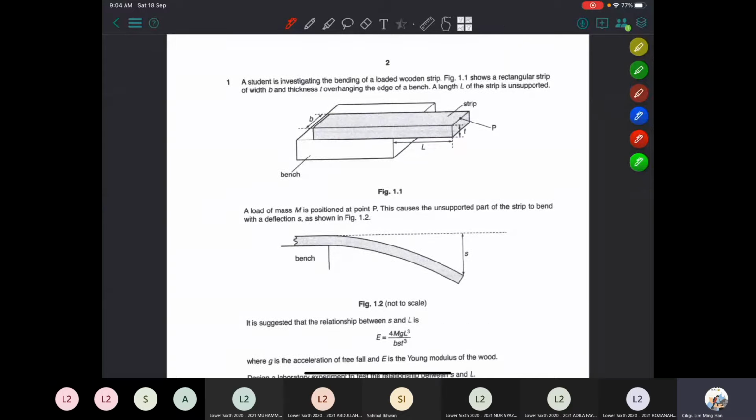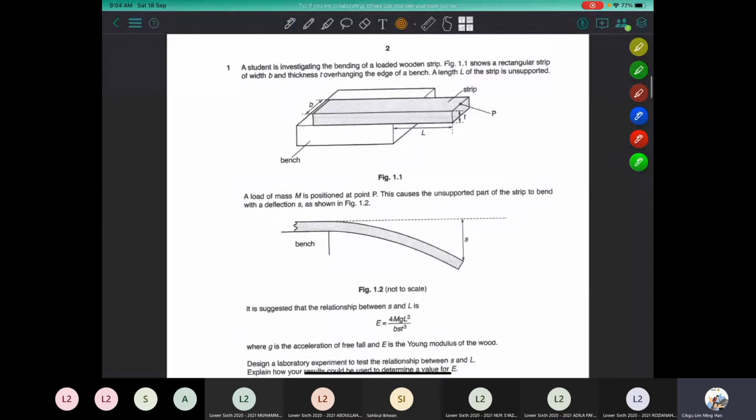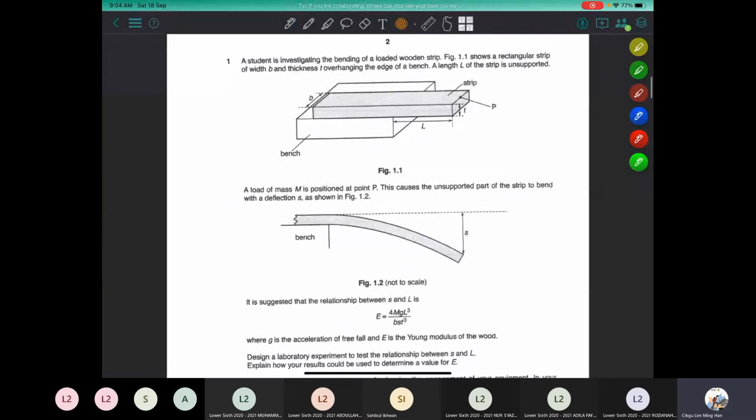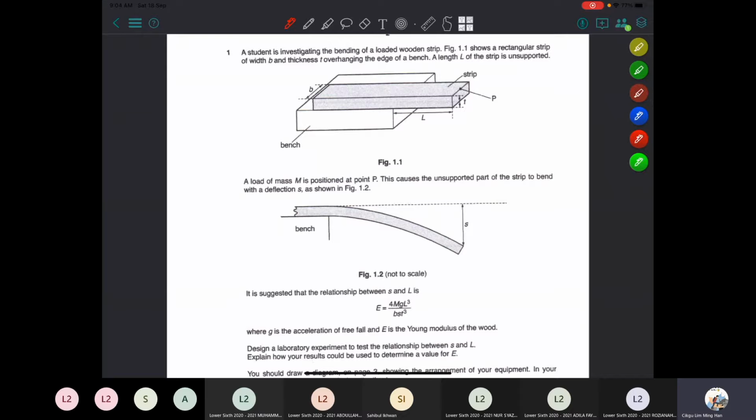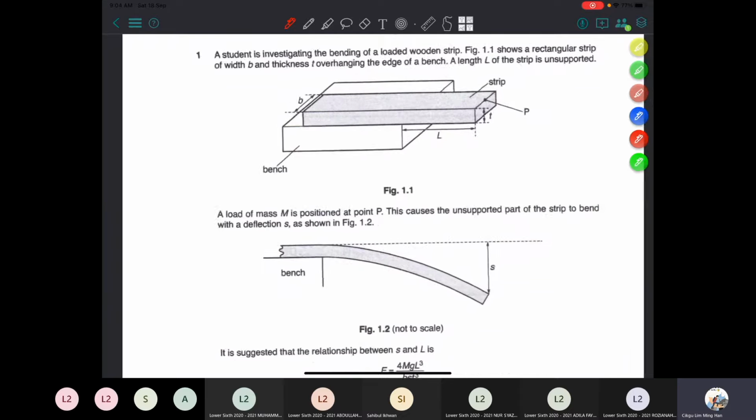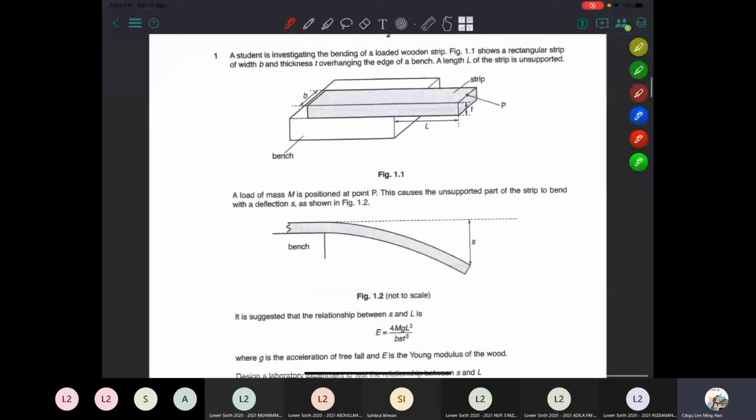Let me just make a few comments on this question 1. Some of you did very well in your paper 1 here. Some of you miss a lot of steps. For example, like this one, you want to find out the deflection of the strip. You want to find the deflection of the strip.